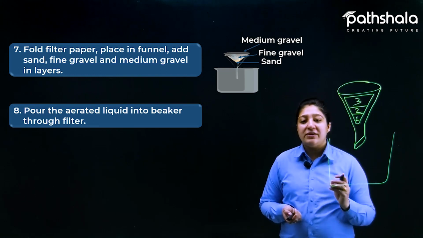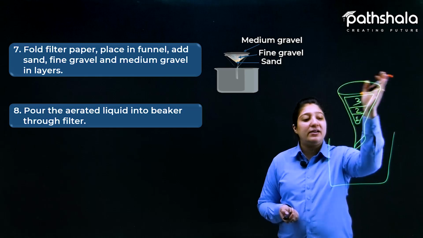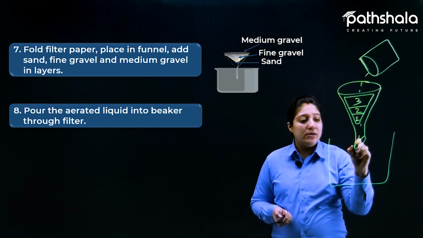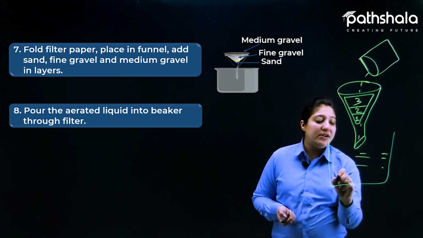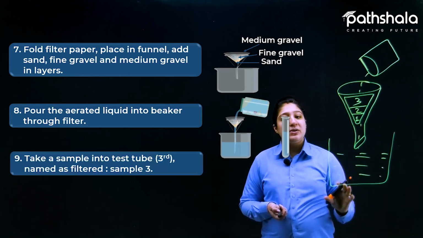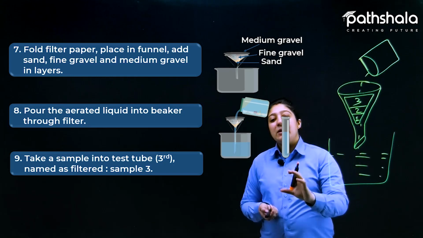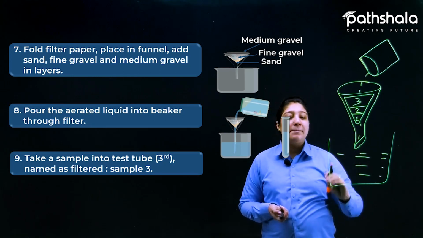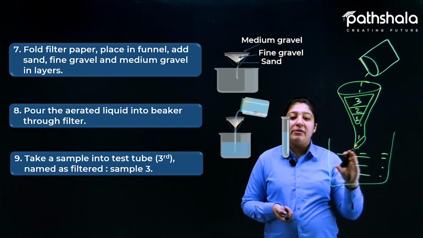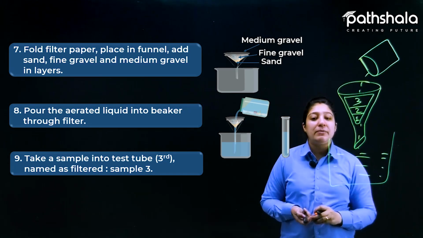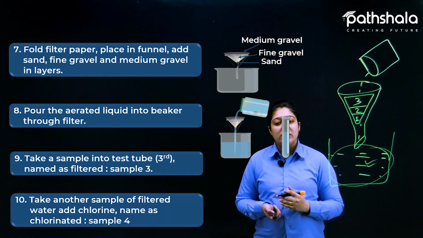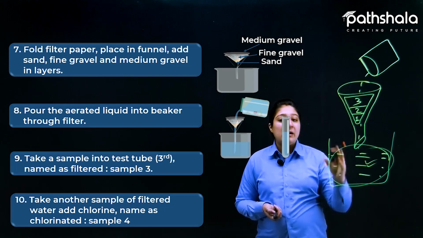which we have kept for aeration overnight or for several hours. Pour that liquid into the beaker and filter it through this funnel. Now what is happening? The water after filtration will be collected into this beaker, right? Once you do that, take a sample from this and name it as filtered sample 3. Keep it in a test tube and name that test tube as sample 3 filtered. Now keep the test tube aside and again continue with the water here in the jar with the further process, that is, add chlorine tablets into this.